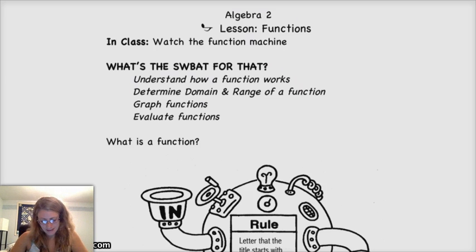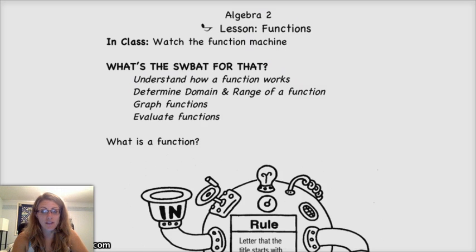So, what is a function? Our SWABAT today is to understand how a function works, determine what domain and range are of a function, graph functions, and then evaluate functions. So, number one, what is a function?